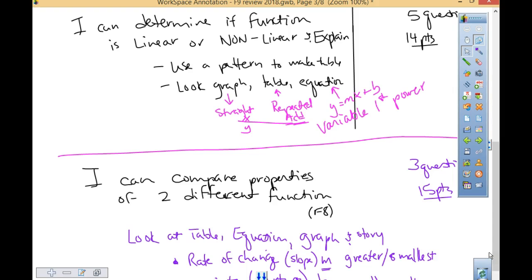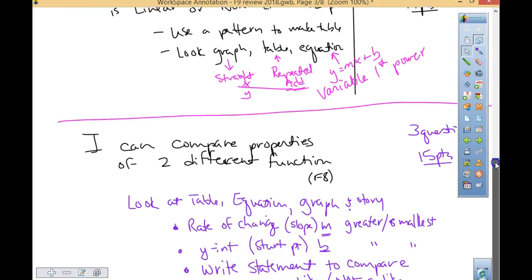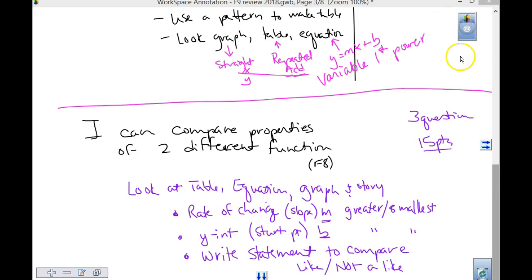The last standard that is on the poster, I can compare properties of 2 different functions. This is pretty much your F8 worksheet, where I give you a table, a graph, a situation, and an equation, and ask you to tell me some information about it. You're going to look at all of those 3 to 4 different things, and determine and compare which one has the greatest rate of change or slope? Or I might ask which one has the smallest. So today when you're doing that F9, you see those questions of which one has the greatest slope, which one has the smallest slope.